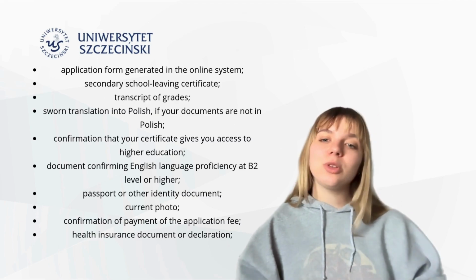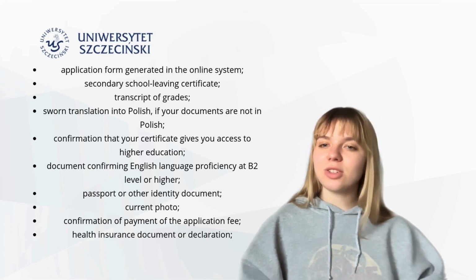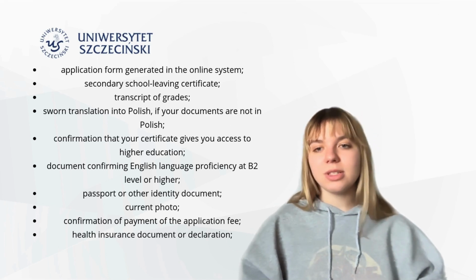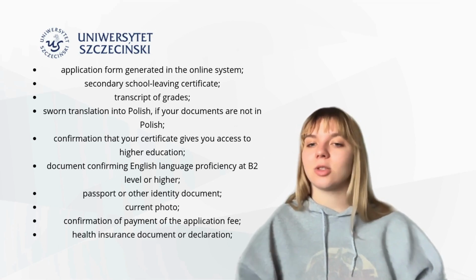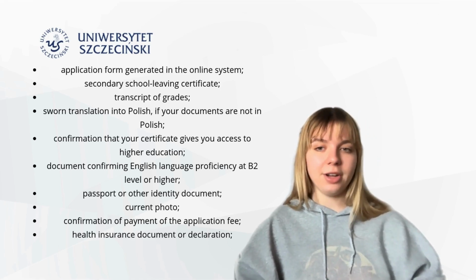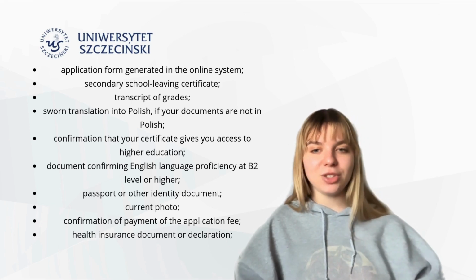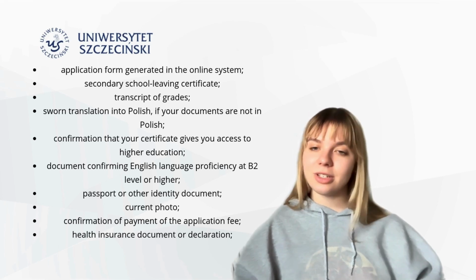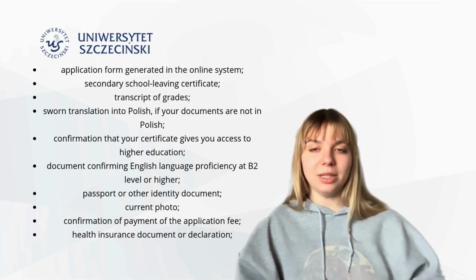But before you start, make sure you have the required documents ready. We will also write them here. You will usually need an application form generated in the online admission systems, secondary school leaving certificate, transcript of grades, sworn translation into Polish if your documents are not in Polish, confirmation that your certificate gives you access to higher education, documents confirming English language level at B2 level or higher, passport or another identity document, current photo, confirmation of payment of the application fee, health insurance document or declaration that you will make your health insurance here in Poland, and any additional documents requested by the university.